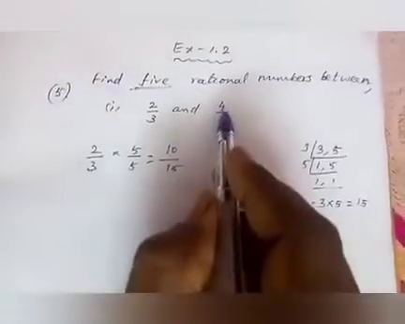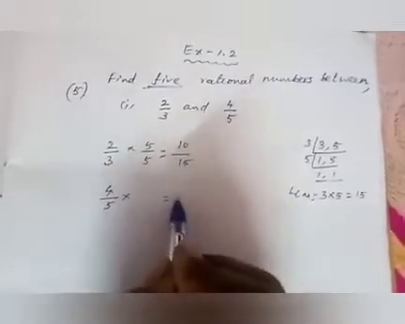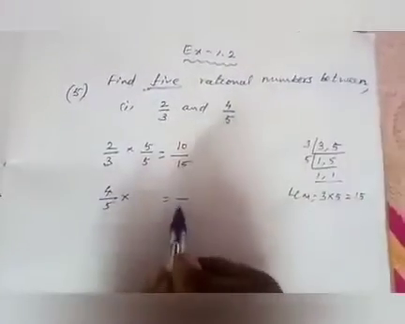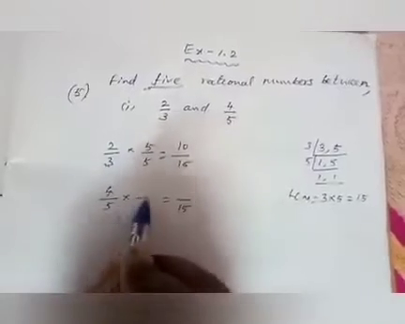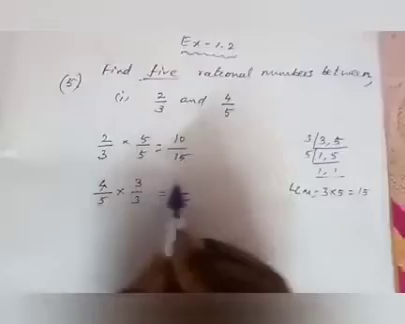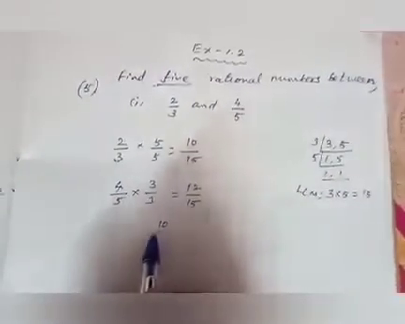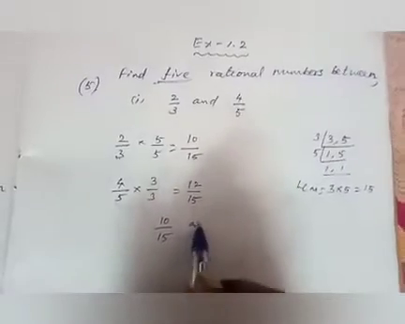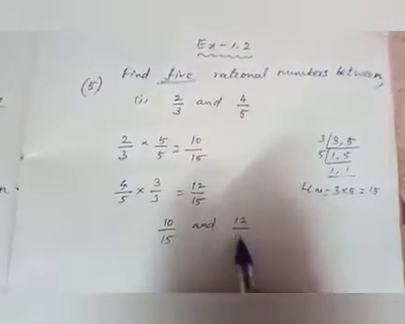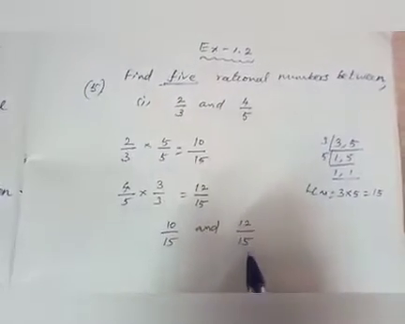The next fraction is 4 divided by 5. Convert it to a rational number with denominator 15. Now 5, you multiply and divide by 3. 5 3s are 15, 4 3s are 12. Now you see the rational numbers 10 divided by 15 and 12 divided by 15.